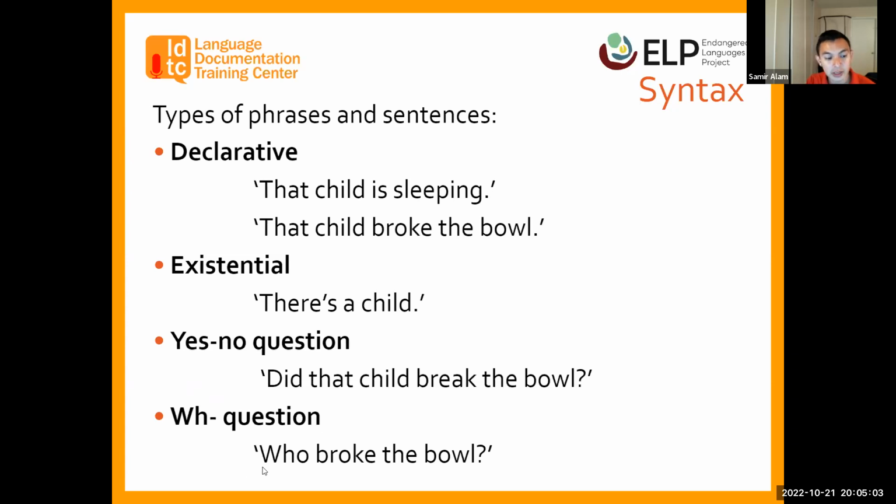For WH questions, these are questions that cannot be answered with yes or no. They have to be answered with something more contentful than a yes or no. So if I say, did that child break the bowl? I can say yes or no to that, and I'll answer the question. If I say, did the child break the bowl, and someone says yes, I have an answer to my question. If I say, who broke the bowl, I can't say yes or no and have that answer the question.